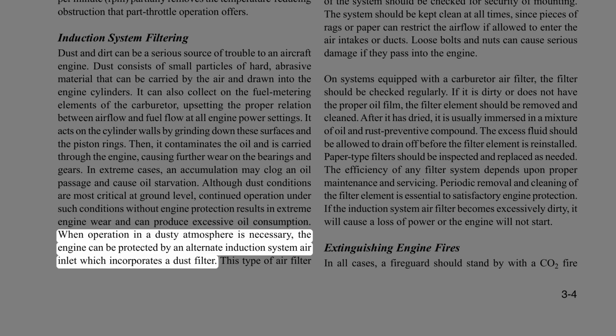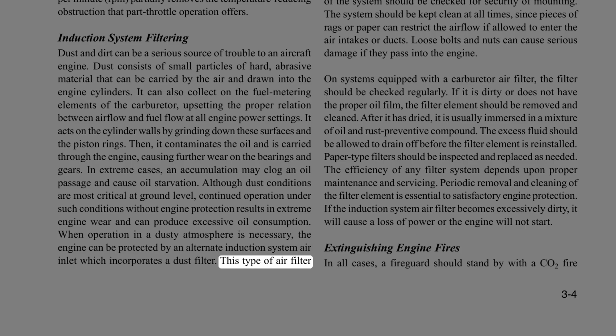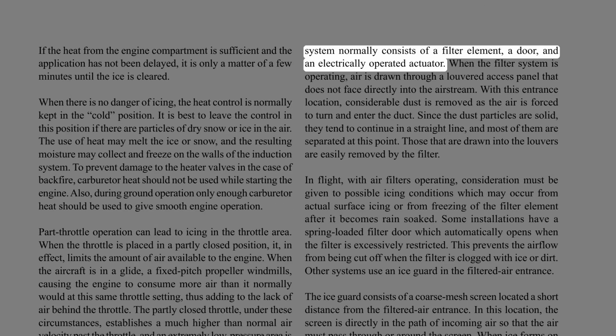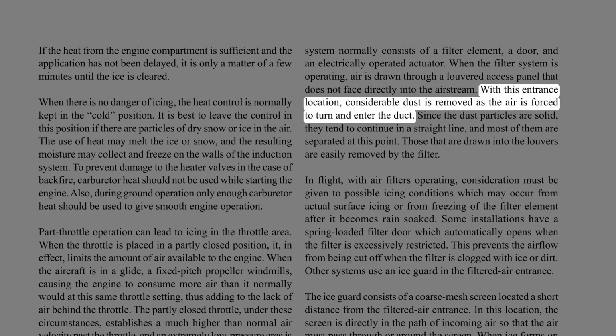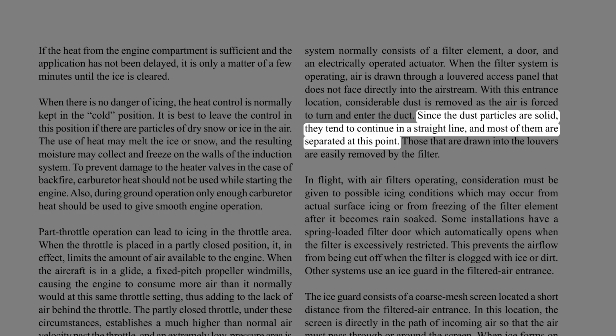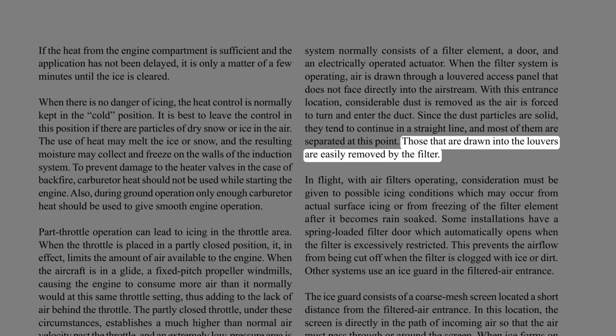When operation in a dusty atmosphere is necessary, the engine can be protected by an alternate induction system air inlet which incorporates a dust filter. This type of air filter system normally consists of a filter element, a door, and an electrically operated actuator. When the filter system is operating, air is drawn through a louvered access panel that does not face directly into the airstream. With this entrance location, considerable dust is removed as the air is forced to turn and enter the duct. Since the dust particles are solid, they tend to continue in a straight line, and most of them are separated at this point. Those that are drawn into the louvers are easily removed by the filter.